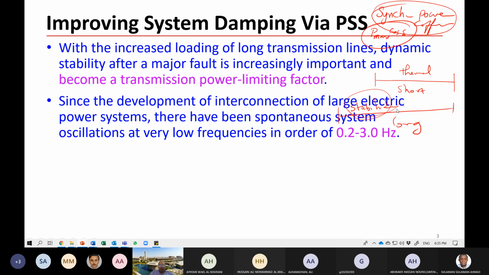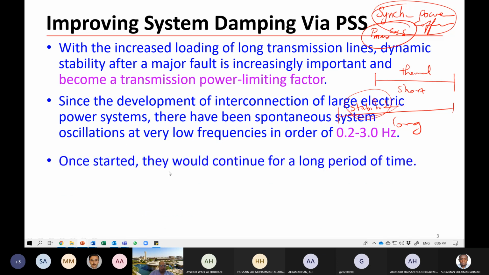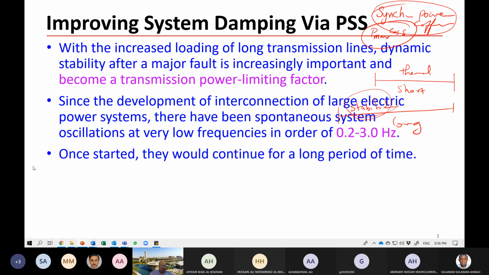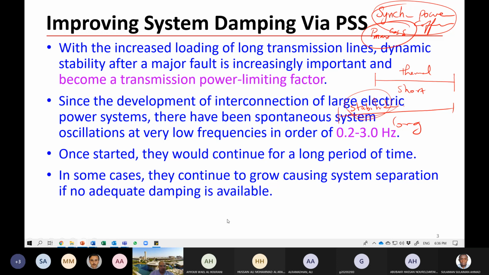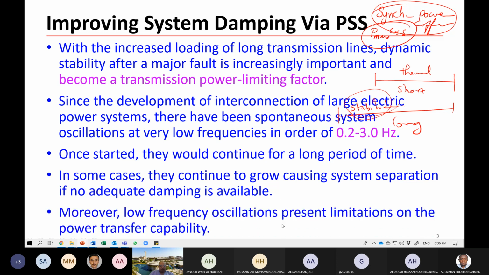Since the development of the interconnection of large electric power systems, there have been spontaneous system oscillations at very low frequency, as we mentioned earlier, between 0.2 to 0.3 hertz. Once started, they would continue for a long period of time if there is no damping. In some cases, this would become unstable. Moreover, the low frequency oscillation presents limitations on the power transfer capability. Of course, as we mentioned here, for a long transmission line it becomes the limiting factor for the power transfer.